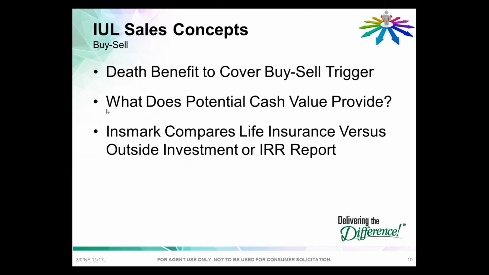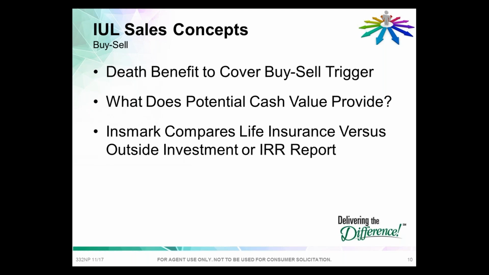So then what does cash value provide, though? Because what's the advantage of IUL in a buy-sell? Well, death is just one of the triggers in a buy-sell. What happens if the other owner gets divorced? Divorce is often a trigger in a buy-sell.